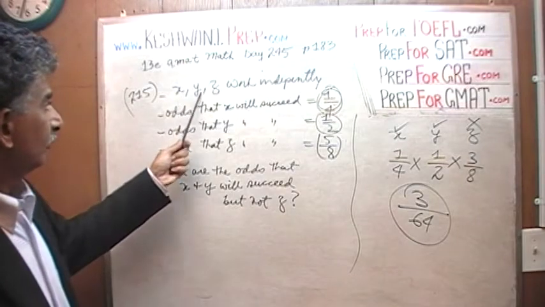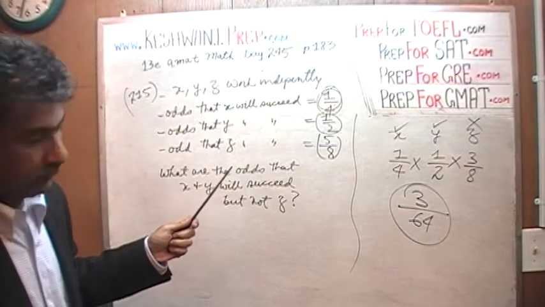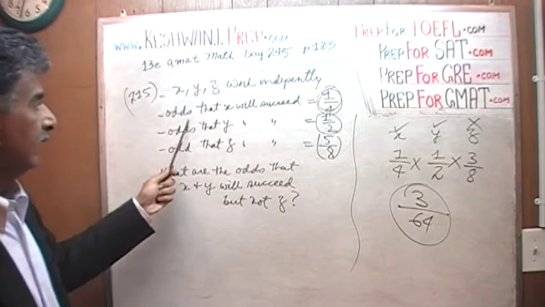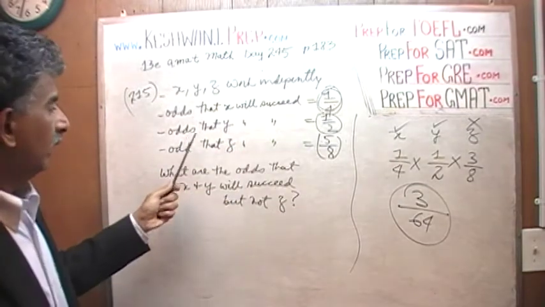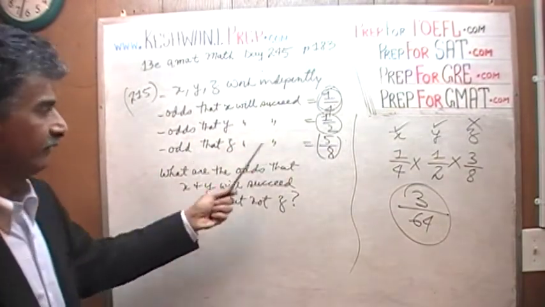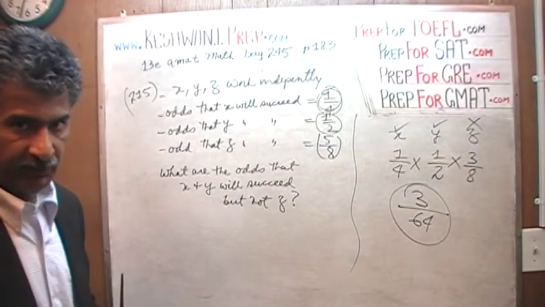It says x, y, and z work independently. The odds that x will succeed is 1/4. Odds that y will succeed is 1/2. The odds that z will succeed is 5/8. We haven't changed anything so far.